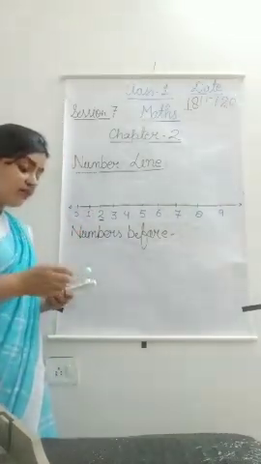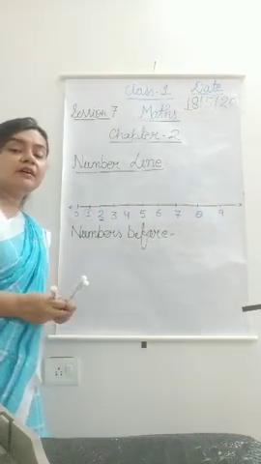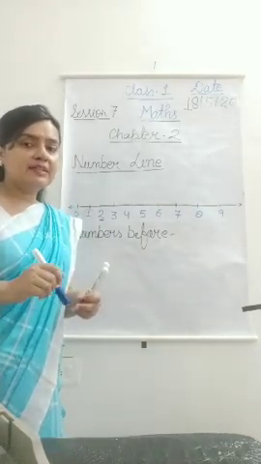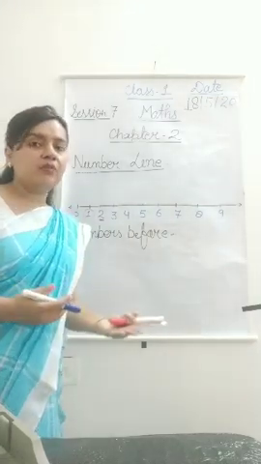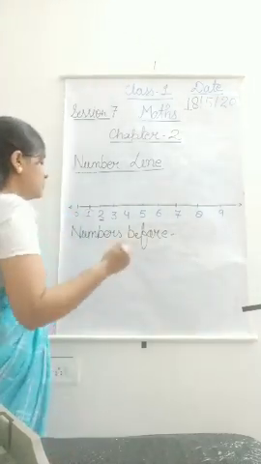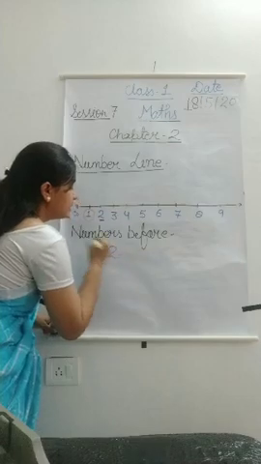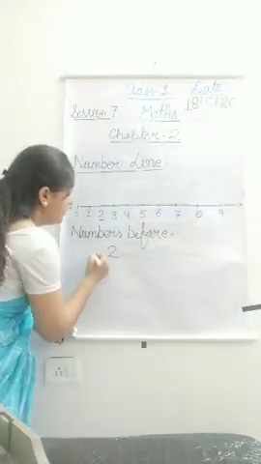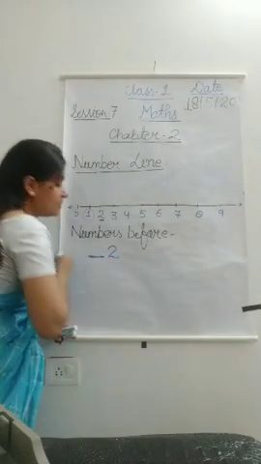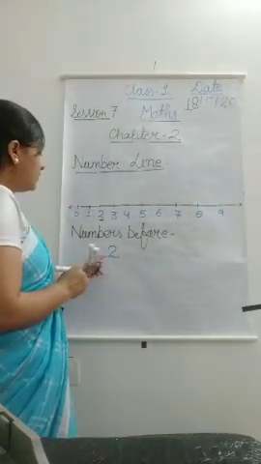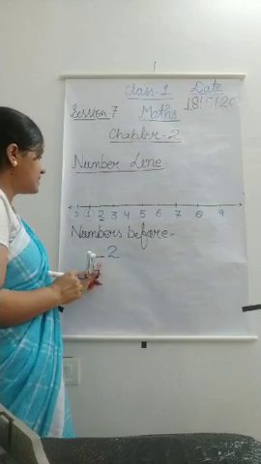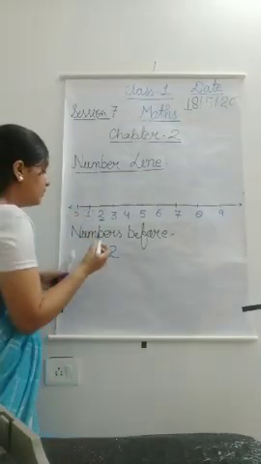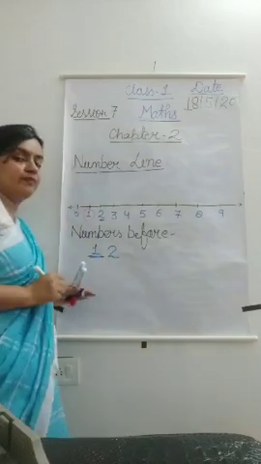And one more thing. Whenever before is asking, the blank will be before the number only. If 2 is written here and it is asking what will be before 2, the blank must be before 2. It's very easy. Here you can see the blank and here you can see the number. 1 will be before 2.